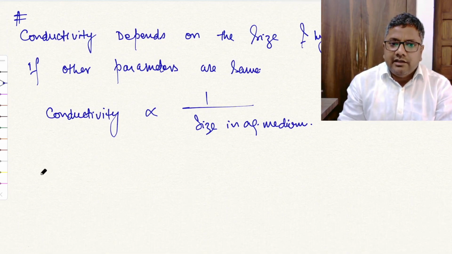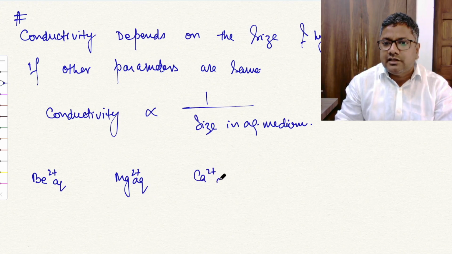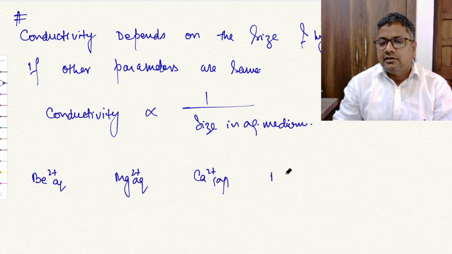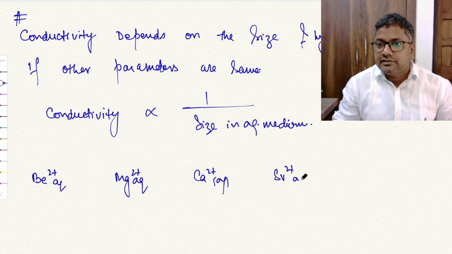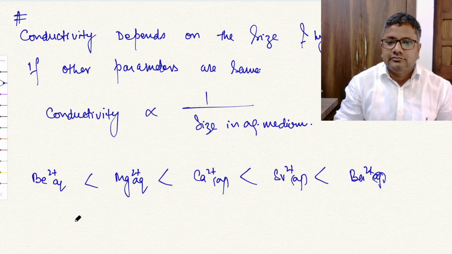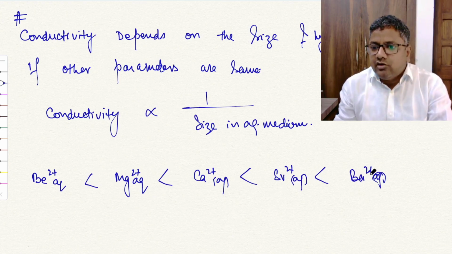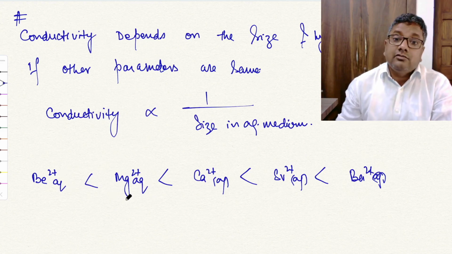So the conductivity, you will have beryllium 2 plus, Mg2 plus aqueous, Ca2 plus aqueous, strontium 2 plus aqueous and barium 2 plus aqueous. So the conductivity is this, right? Because this is the smallest in size and this is the largest in size. Hopefully it is clear to all of you.